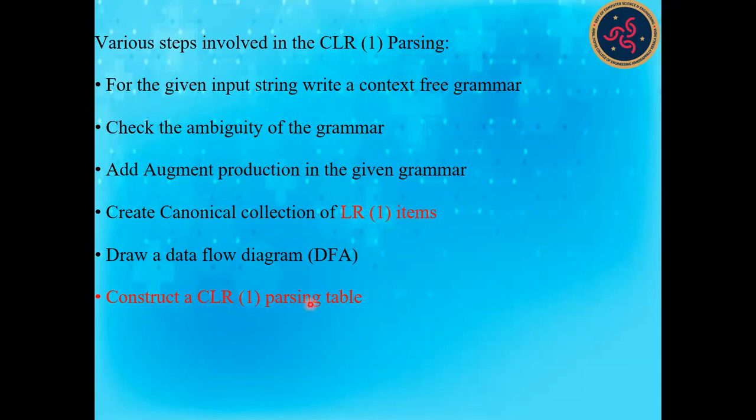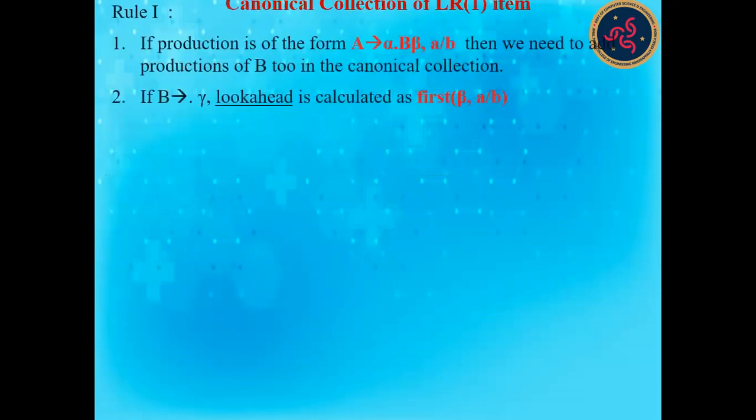Next we have to find the canonical collection of LR1 items. So how can we find that? First rule is how to find the LR1 item. Suppose you are given a production of the form A gives alpha dot.